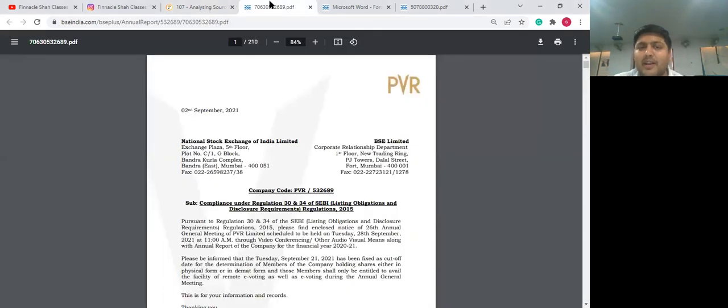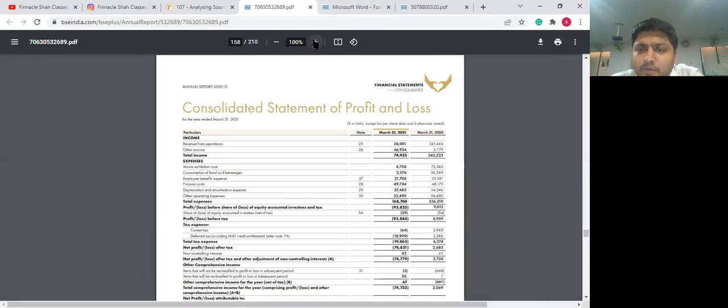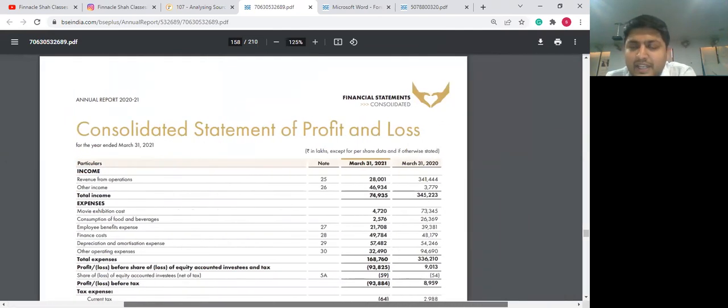Now, I'm sure everyone is aware of PVR. So I'm directly going to open its annual report. And on page 158, we will be seeing the income statement of PVR. Now, when you take a look at this, let me just quickly zoom through. When you take a look at the income statement of PVR, you will see it to be carrying the same format which we have studied so far.